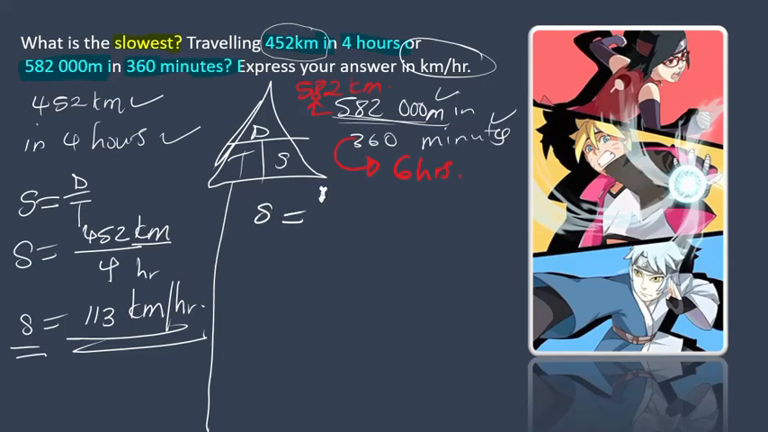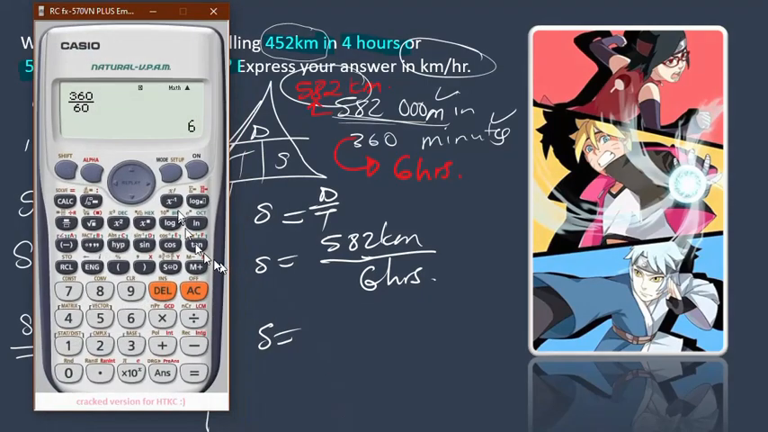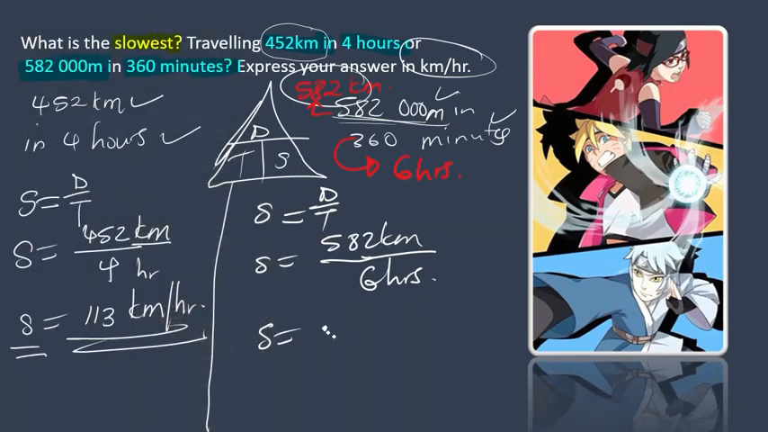My speed is equals to distance over time. How much is my distance? 582 kilometers. It's now in kilometers. It's proper now. How much is my time? 6 hours. It's proper that it's in hours. Then what is my speed? My speed is 582 all over 6. And that is how much? 97. So I have 97 kilometers per hour.